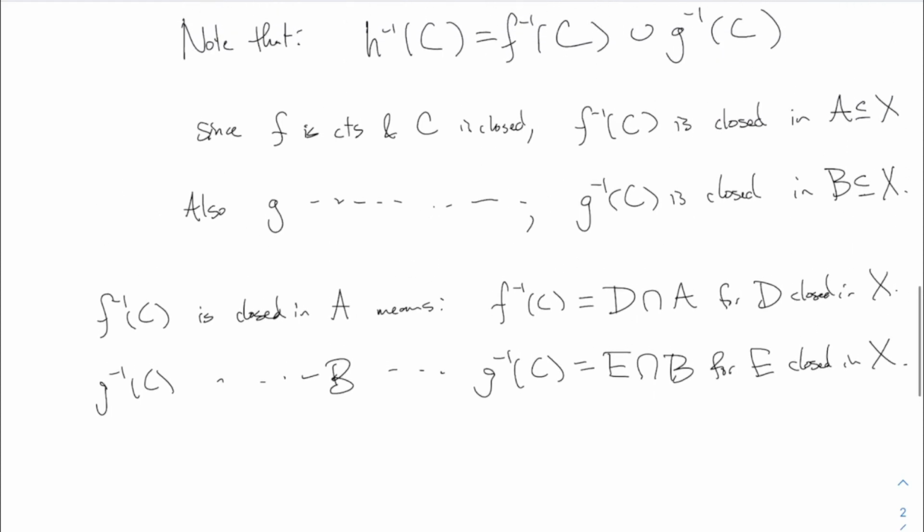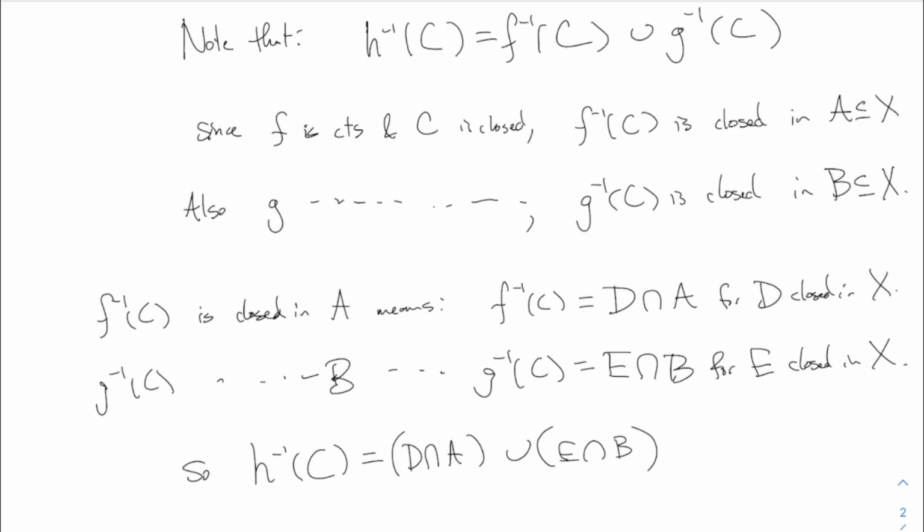So if you recall, what I started with is this thing, H inverse of C. It is this union, but since then we have realized those things equal this. So to recap, I can say H inverse of C is, okay, I'm just going to plug in. F inverse of C is D intersect A. So right here it'll say D intersect A, and then union E intersect B, right? And we want to show that this is closed in X.